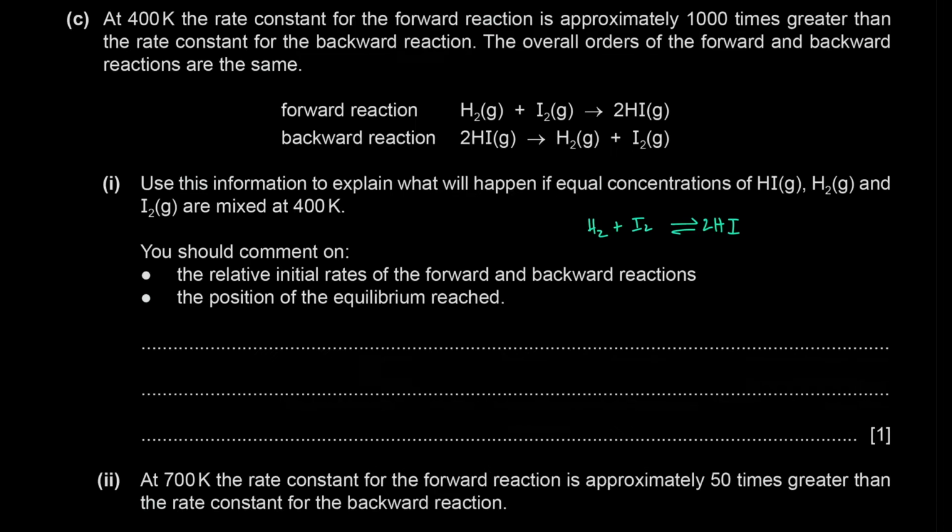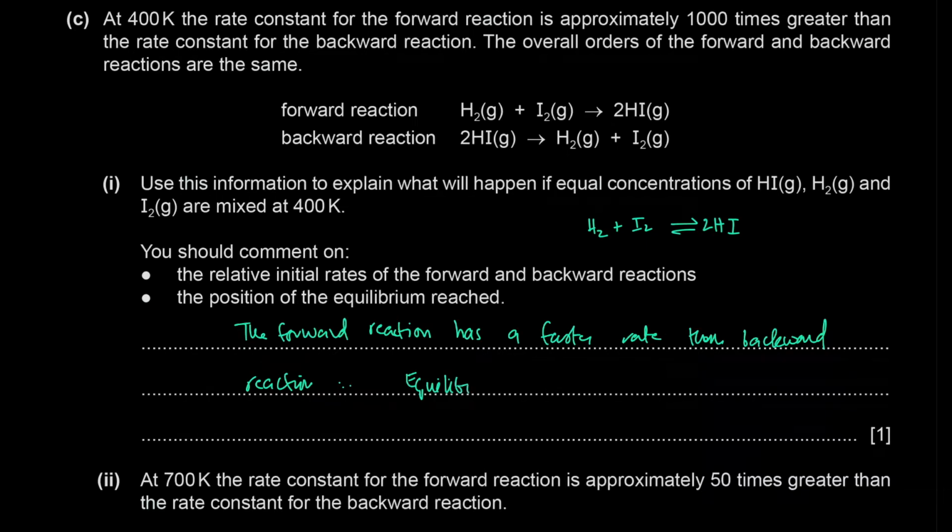So we can say over here that if you talk about the relative initial rates of the forward and backward reaction, the forward reaction has a faster rate than the backward reaction, and therefore the equilibrium will shift to the right.